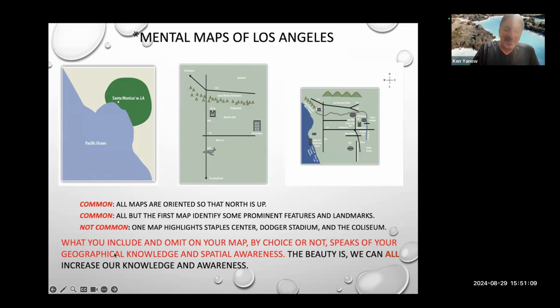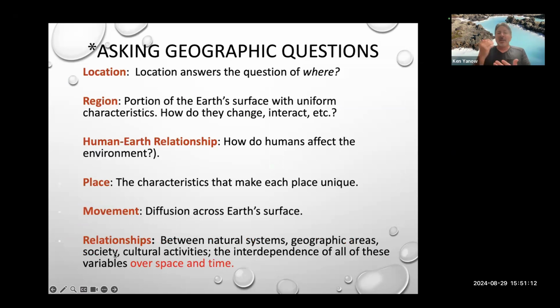Okay, so those are mental maps. And there are 6 major themes when we talk about geography in general. And we're going to ask these geographic questions as we proceed through the class. So number 1, geography is all about location. Location answers the question of where. Keep that in mind. Location answers the question of where. Where is what and why is it there? Region is the portion of the Earth's surface with uniform characteristics. How do they change? How do they interact?